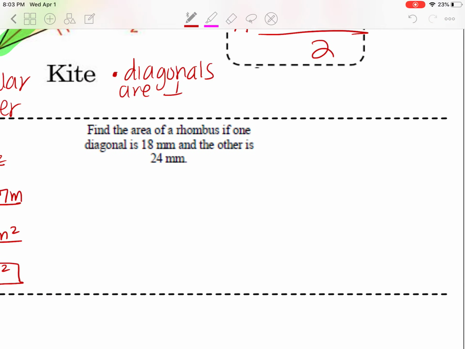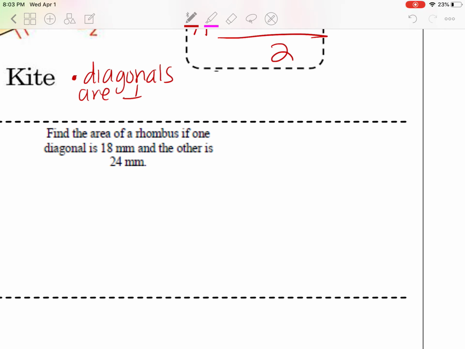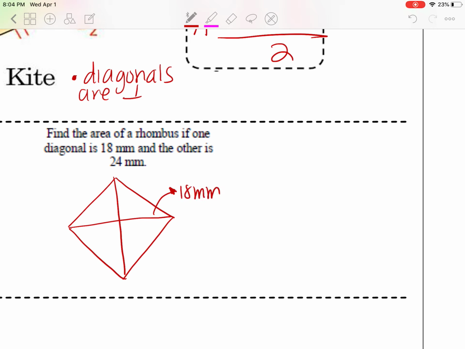All right, let's go ahead and move on to the second problem. Find the area of the rhombus if one diagonal is 18 millimeters and the other is 24 millimeters. So let's go ahead and do our diagram here for this rhombus. And our first diagonal will be 18 millimeters, and the second diagonal will be 24 millimeters.